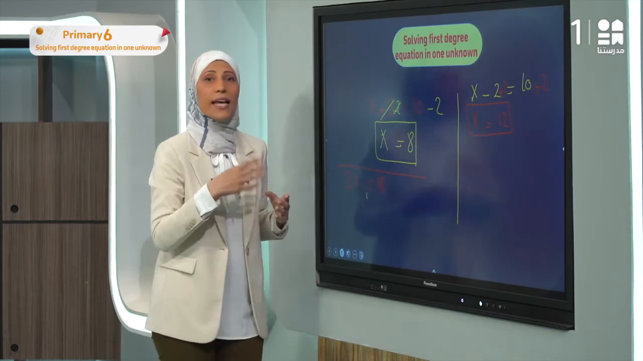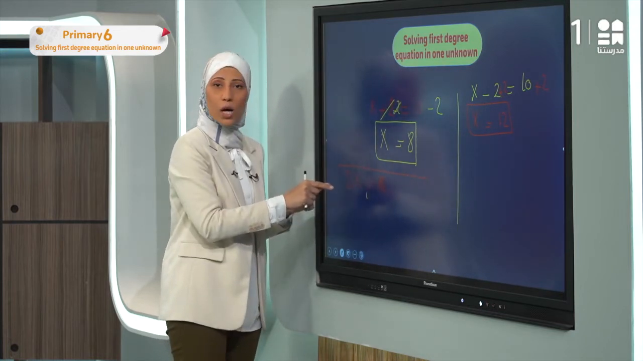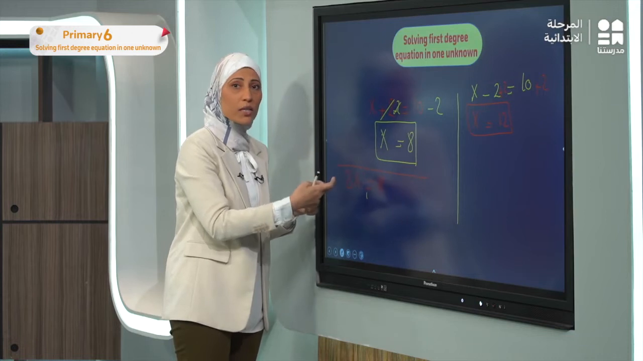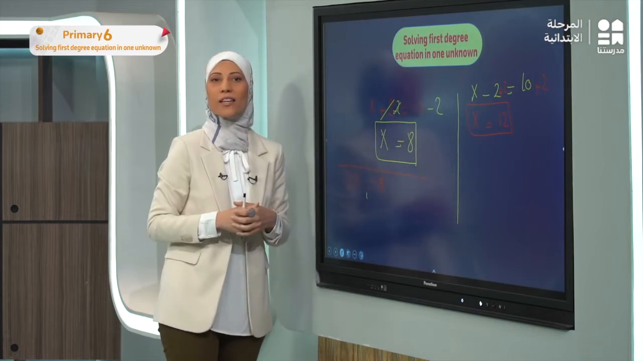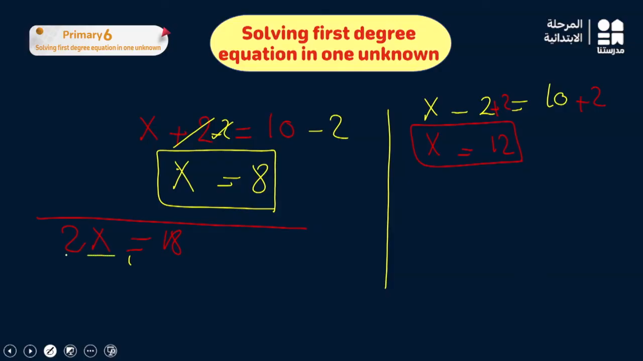And 1 times any number equals the number itself. So if I make the 2 become 1, then 1 times x gives me x. So I will have the unknown alone. So I am going to divide by 2, and I can write it in fraction form like that. And don't forget to do the same in the second side so as not to change the value of the equation.